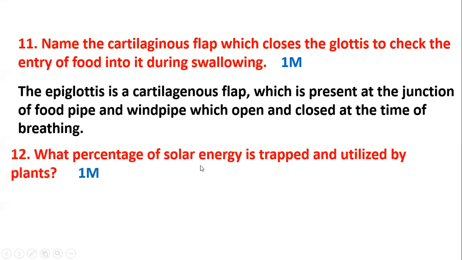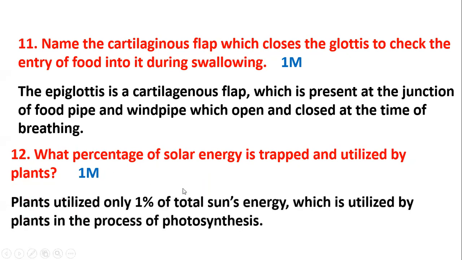What percentage of solar energy is trapped and utilized by plants? We know that in the presence of sun, plants make food by the process of photosynthesis. For photosynthesis, how much solar energy is utilized? Very minimal solar energy is utilized by plants. That is only 1%, just note it down. The answer: plants utilize only 1% of the total sun's energy in the process of photosynthesis. Very minimal percent. Then go to the next question.